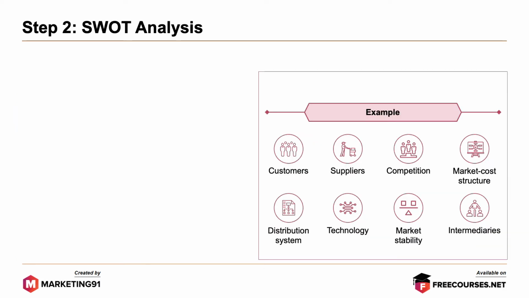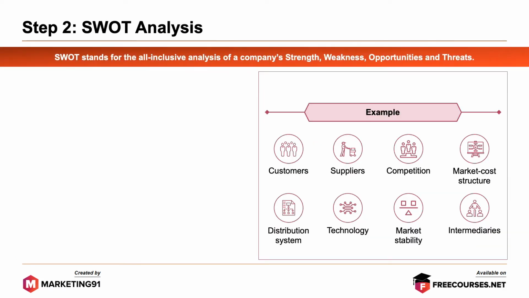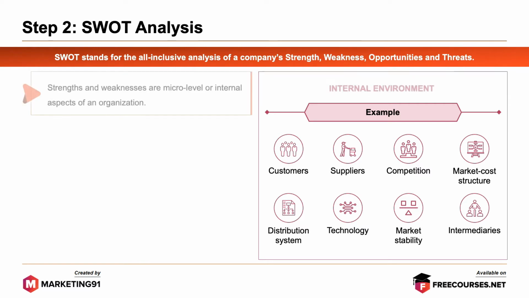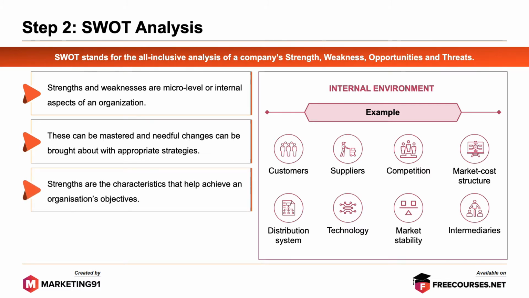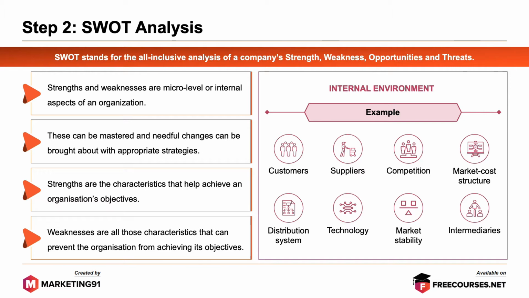Moving on to the next step, SWOT analysis. SWOT stands for all-inclusive analysis of a company's strengths, weaknesses, opportunities, and threats. It includes internal and external environment. Let's look at internal environment. Strengths and weaknesses are micro-level or internal aspects of an organization. These can be mastered and needful changes can be brought about with appropriate strategies. Strengths are the characteristics that help achieve an organization's objectives. Weaknesses are all those characteristics that can prevent the organization from achieving its objectives.